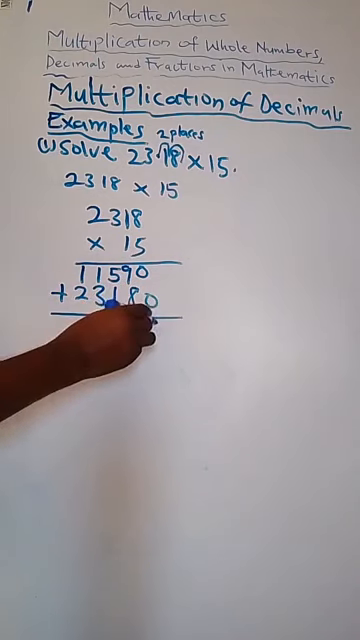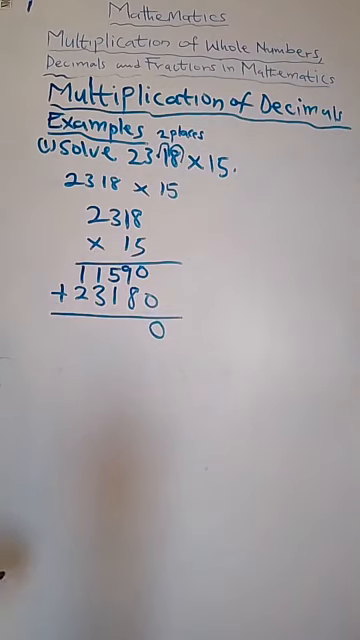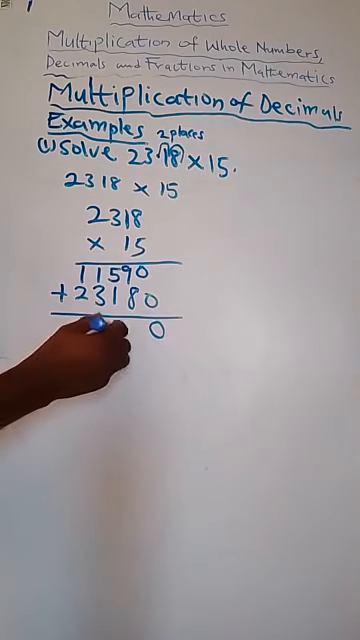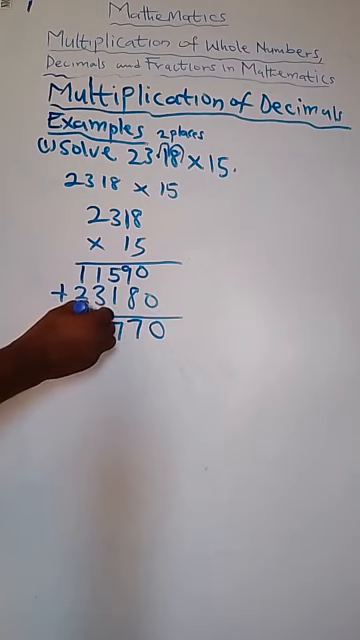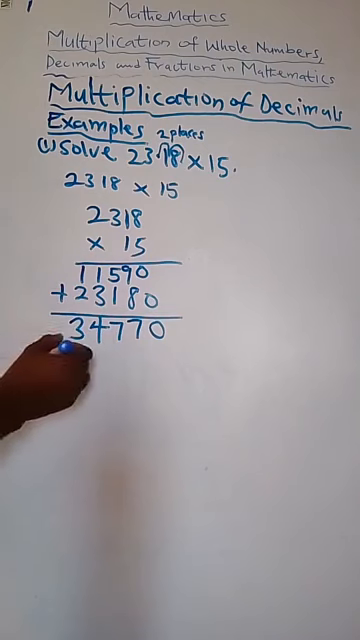This is 0 plus 0, 0. 9 plus 8, that is what? 17. You write 7, that is 7. This is 4. And this is 3. Right? Now, this is what you have.